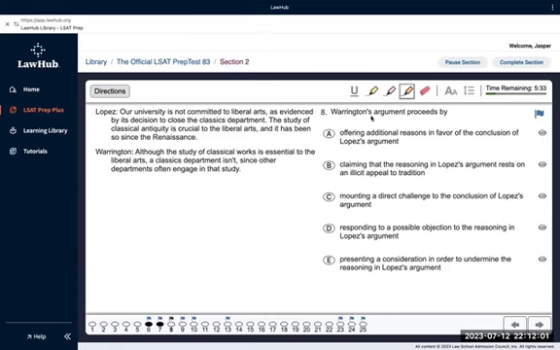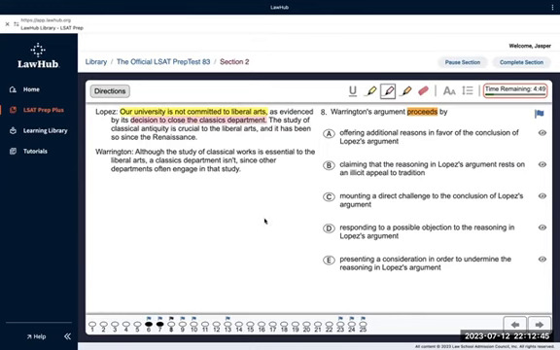All right. How does Warrington's argument proceed? So for this one, we're looking at the method of reasoning. And so we kind of want to state what Warrington is doing in his or her argument in abstract or generalized terms. So Lopez says, our university is not committed to liberal arts as evidenced by its decision to close the classics department. So this is a little argument here, right? This is the conclusion of the argument. And then the support or the evidence is here. That's a little one-sentence argument.